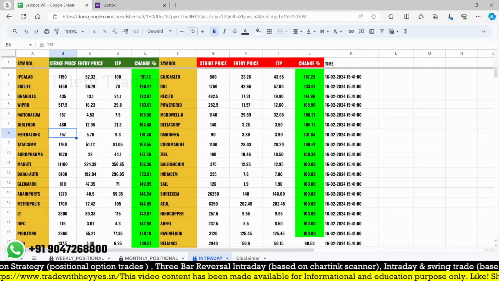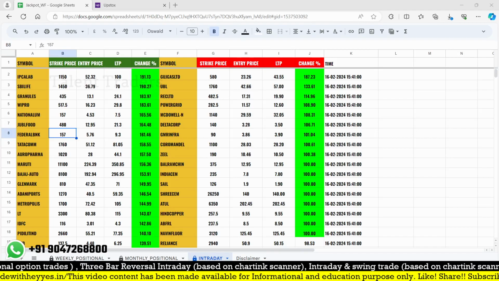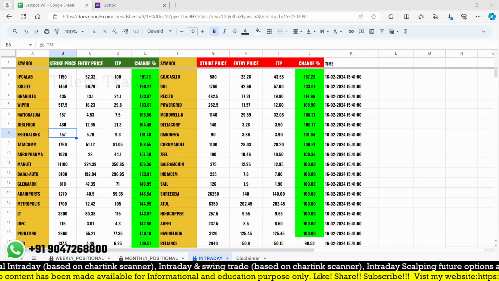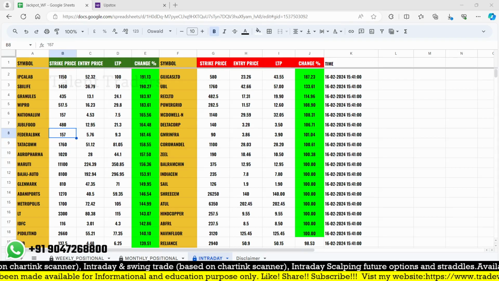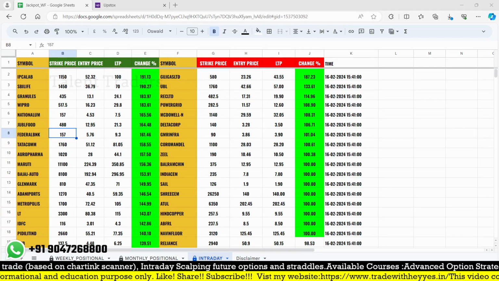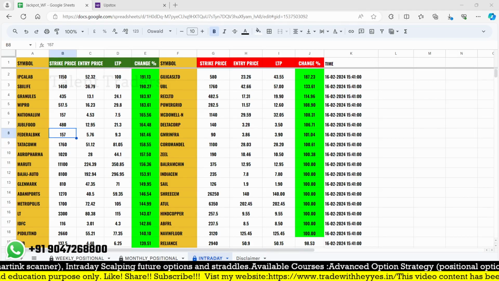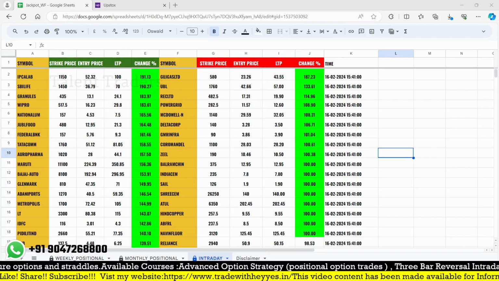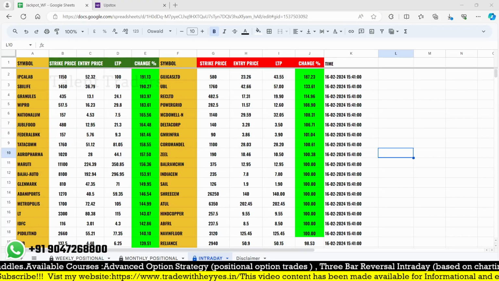And now we are going to change the data for tomorrow. That is, on Monday the weekly sheet is going to be updated, and the weekly and intraday would be updated, and the monthly sheet will still remain the same. Because of the monthly ones only, we are going to update the sheet. Okay, that is for a positional one based on the advanced option strategy concept.